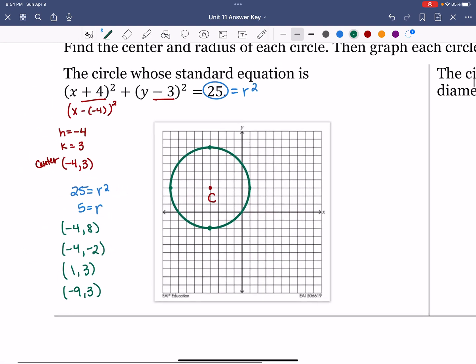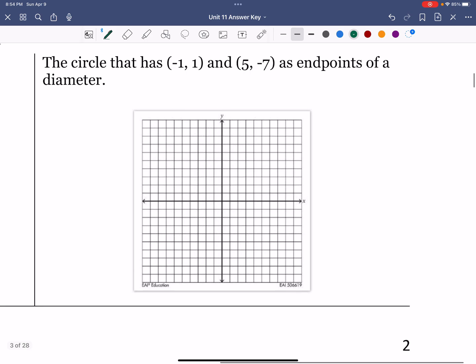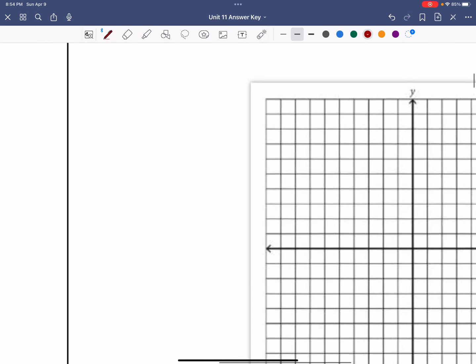So moving on to the next one, this one we are given a standard equation. This next one, I'm told that I have endpoints of a diameter, and I need to find the equation of the circle before I can graph it. So let's go ahead and start off with step number 1 in finding my center point.